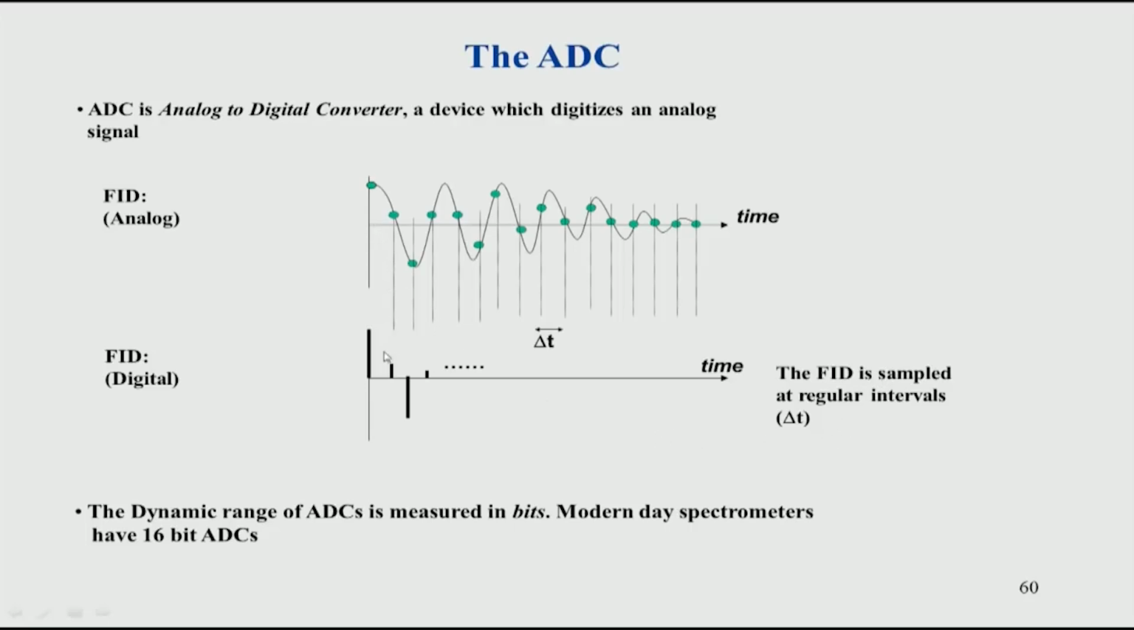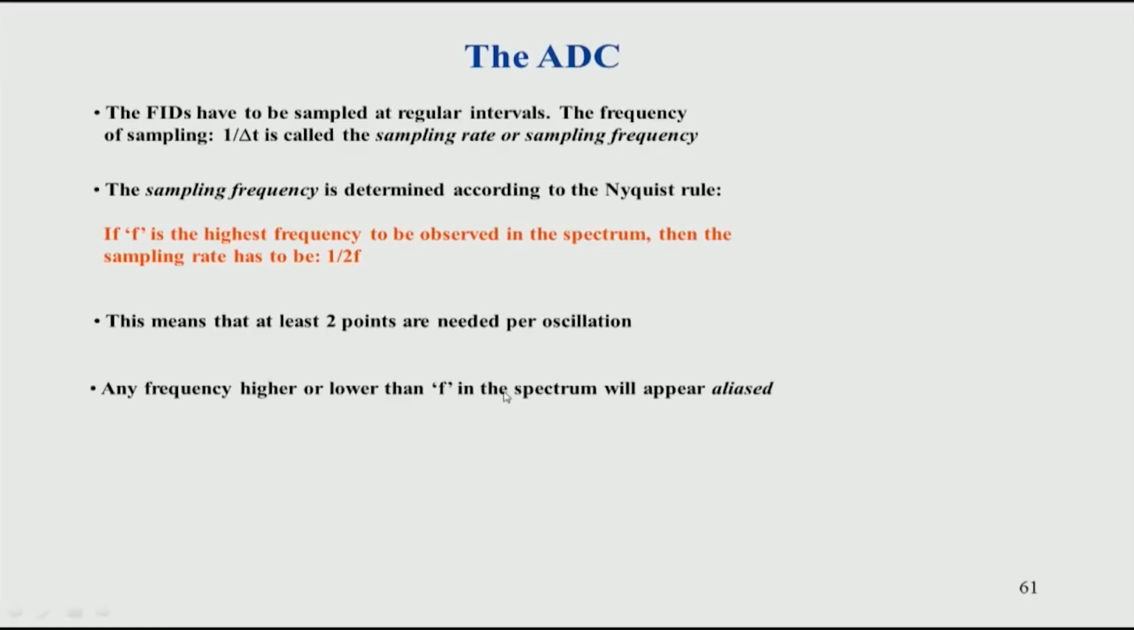Finally, this digital data is what is given to the computer, and that is what is Fourier transformed and a spectrum is given to you. This digitization is essentially carried out by what is called an ADC, analog to digital converter. This is how we digitize the FID signal, and it is stored in the computer.